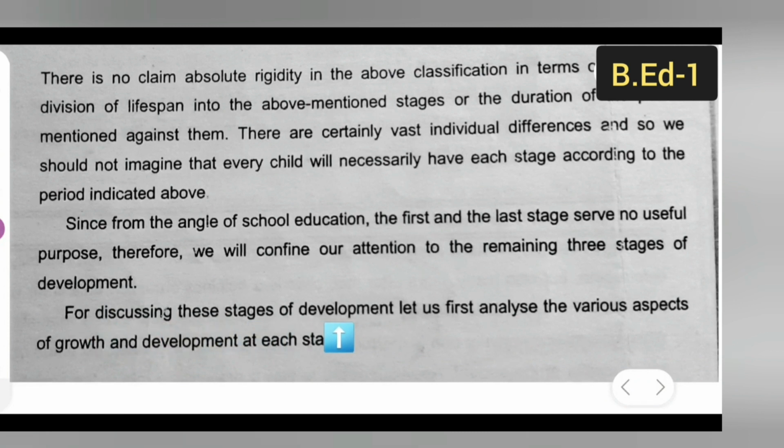For discussing these stages of development, let us first analyze the various aspects of growth and development at each stage. So the next topic will be based on the adolescent stage. Okay, I will continue that in the next class. Okay, adolescent stage. So I hope you have understood these notes. So I can take down.